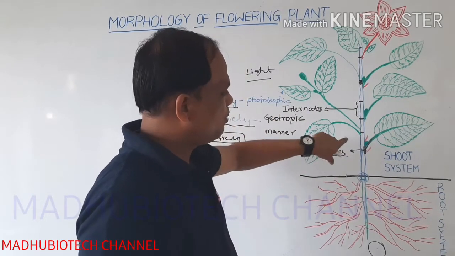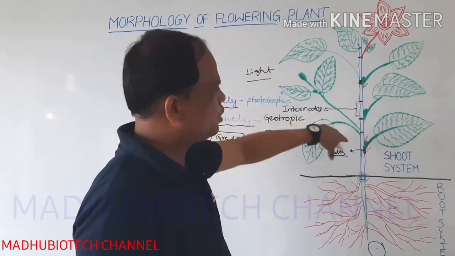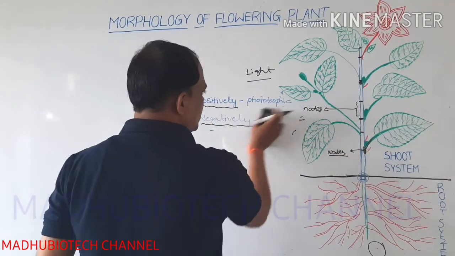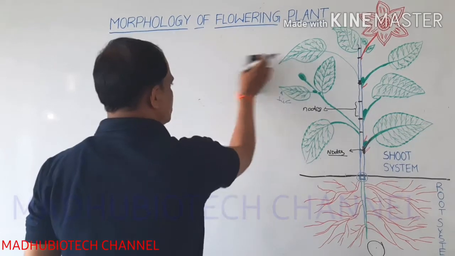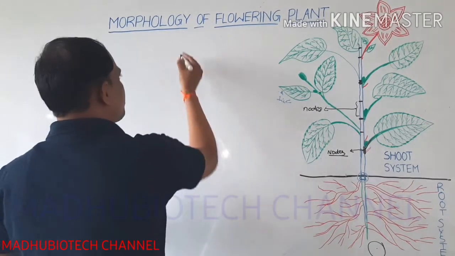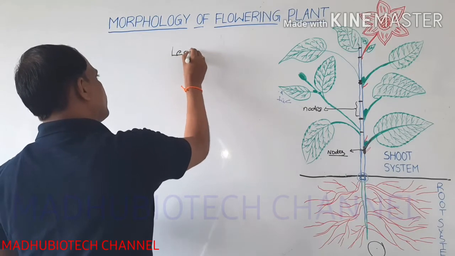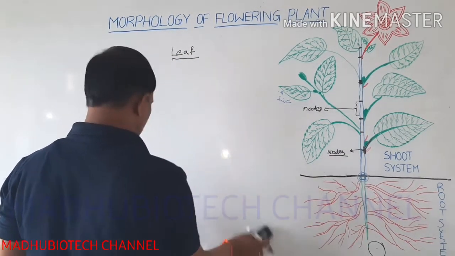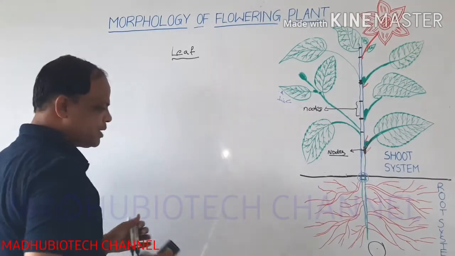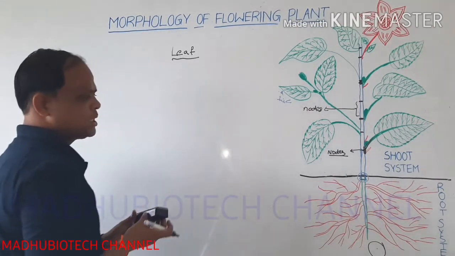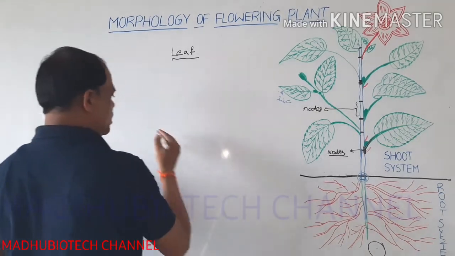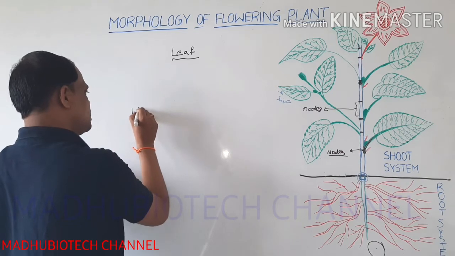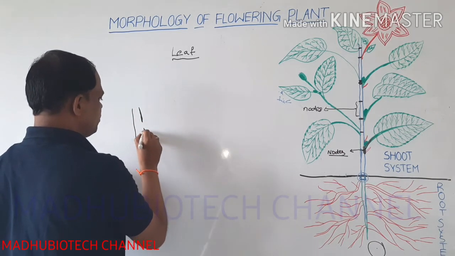Okay, and we have to discuss each and every part individually. So the next part is the leaf. This is a very important part of the plant system. It is the photosynthetic part. Because it is very important, I will draw a rough diagram.